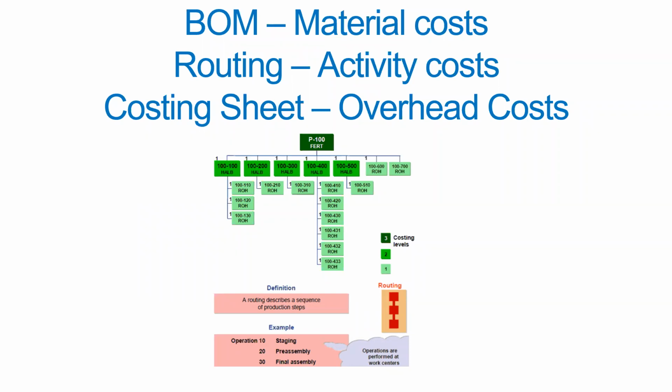So when we release the cost estimate for the finished good P100, we are getting ready for the goods receipts from the production orders that manufacture the finished goods. When we do the goods receipts, we get the credits from that standard cost estimate on the production order. So let's discuss that a bit more.